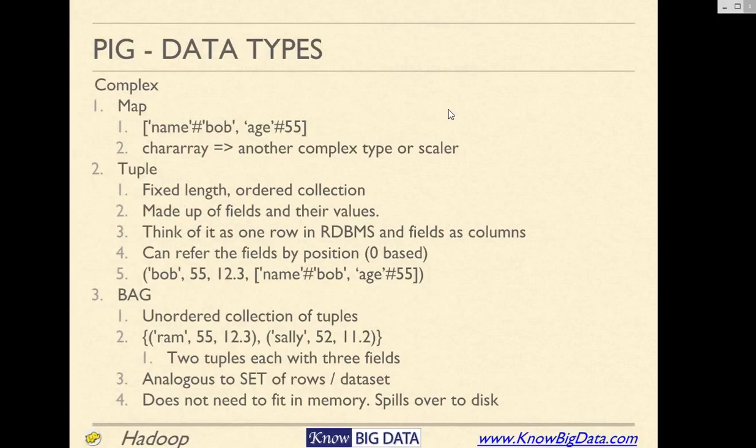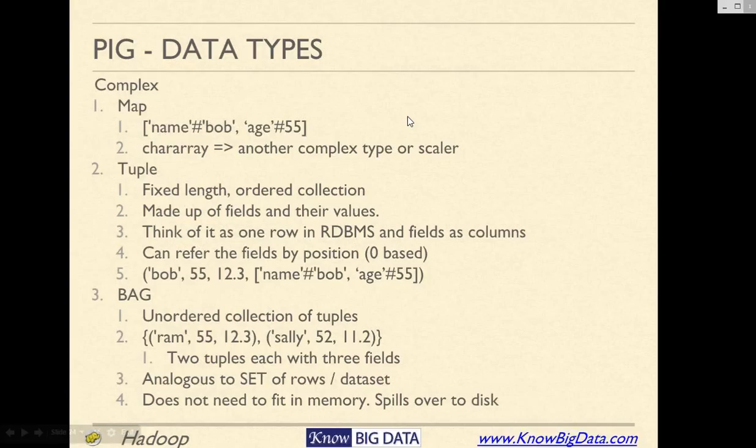So this is an example of a tuple. We see that the first, Bob, is a char array, 55 is an integer, 12.3 is a float, and the other, name Bob age 55, is a map. So all the values in a tuple need not be of the same data type. They can be composed of scalar data types as well as complex data types, and they are separated by commas, and round brackets are used to denote tuples.